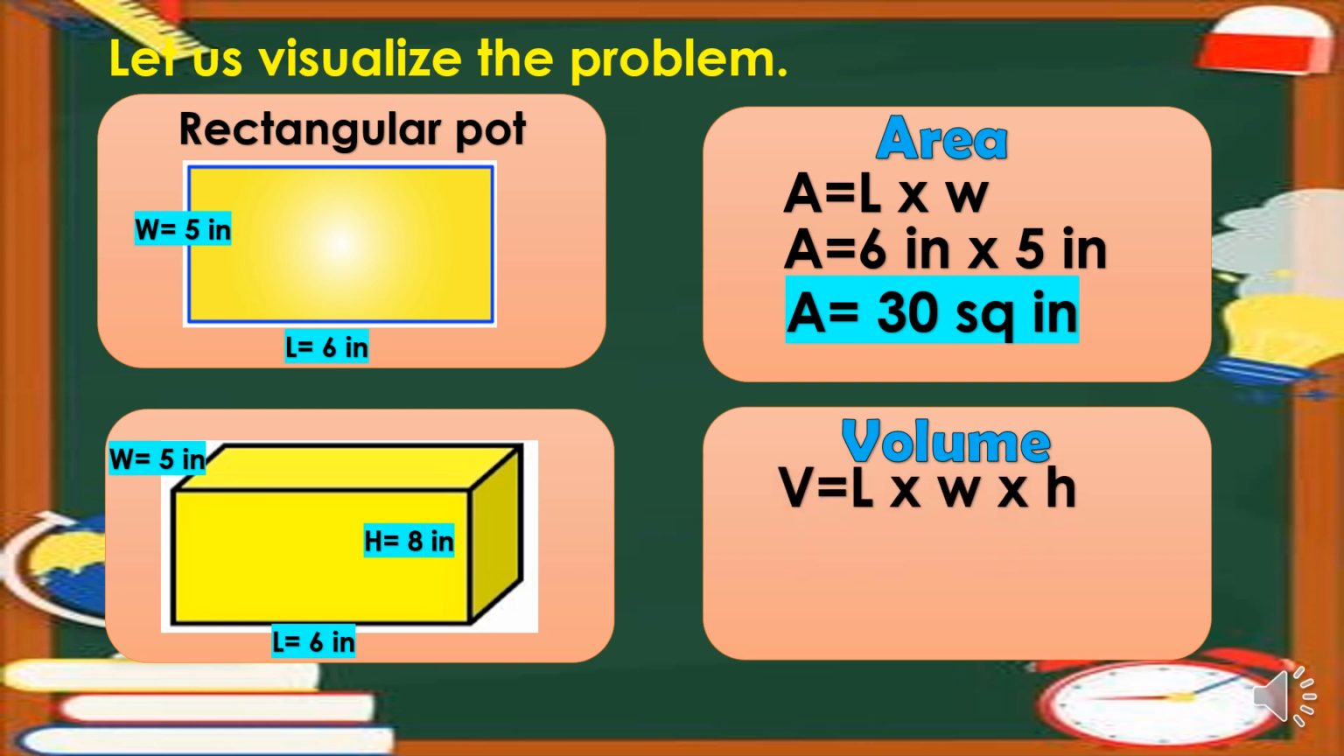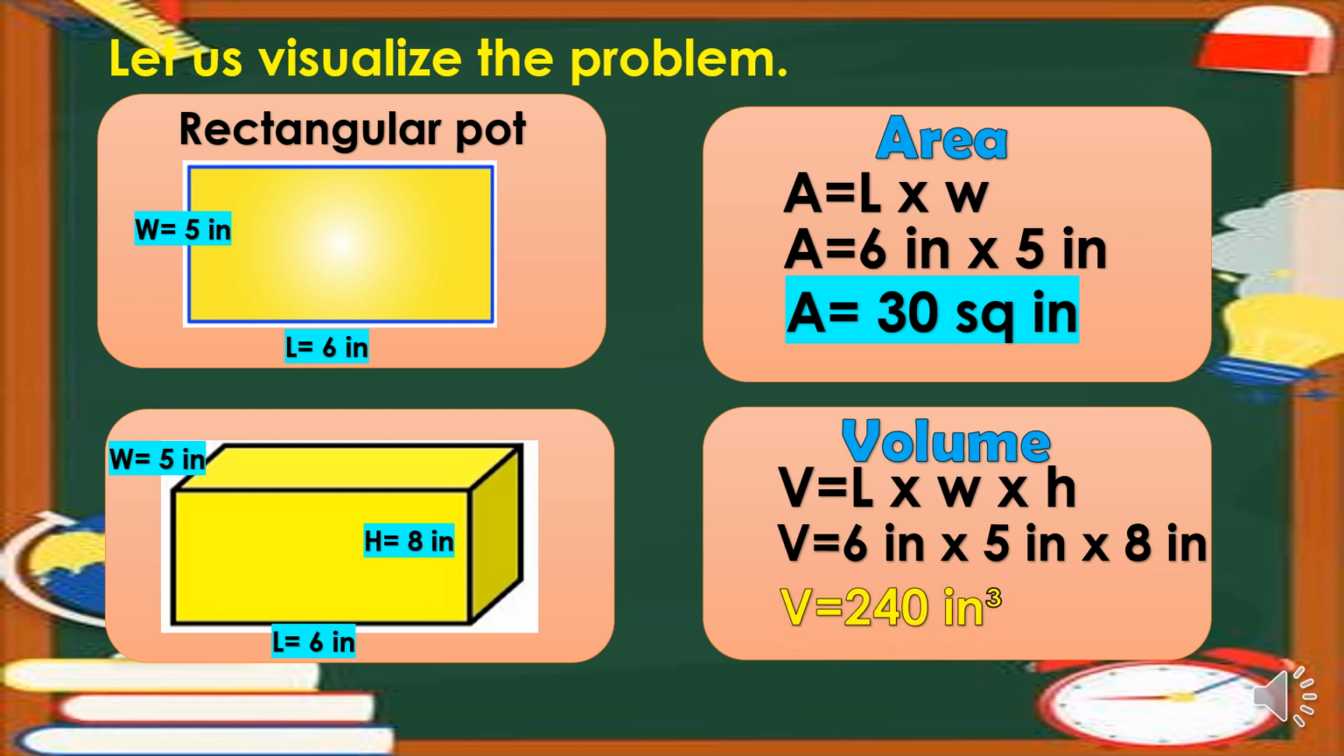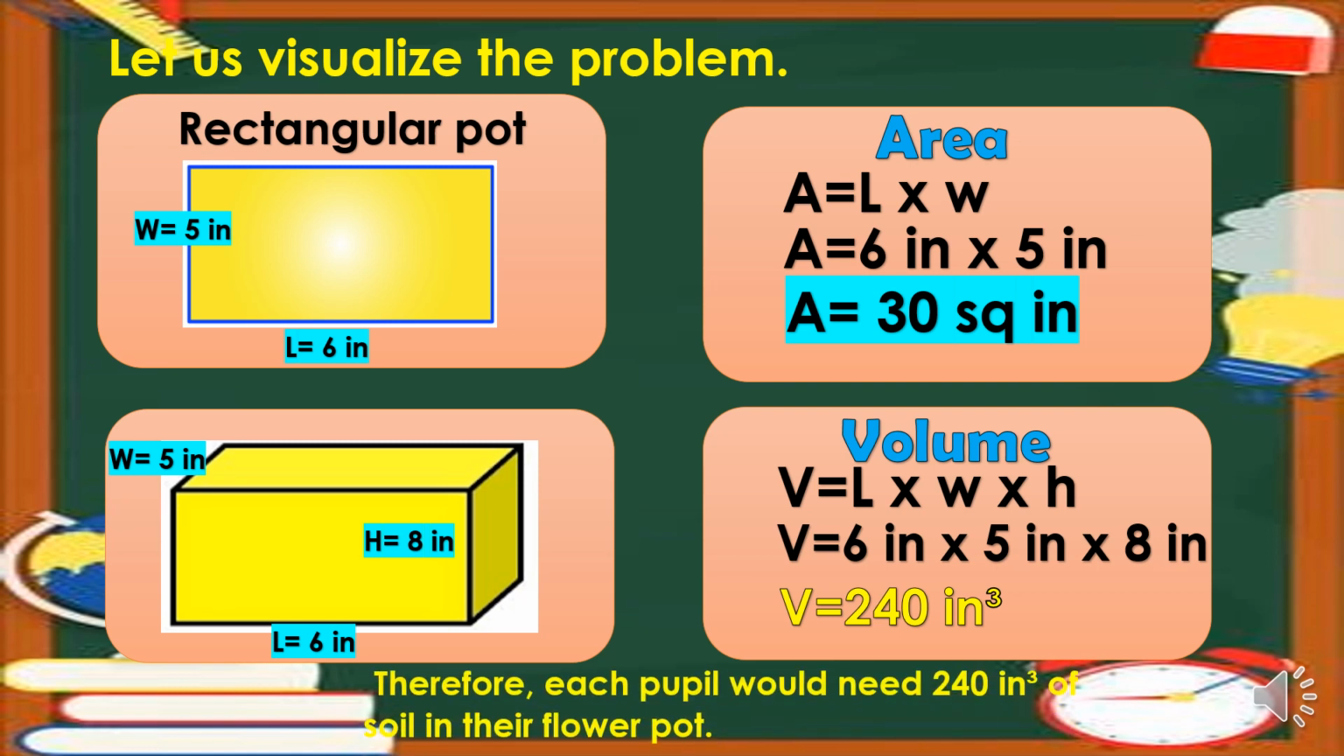To find the volume, we will be using the formula V equals length times width times height. Then if we are going to substitute, the length is 6 inches times width, which is 5 inches, and the height, which is 8 inches. So that means the volume is equivalent to 240 cubic inches. Therefore, each pupil would need 240 cubic inches of soil in their flower pot.